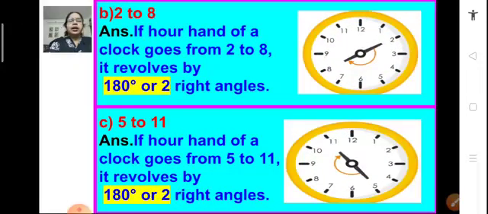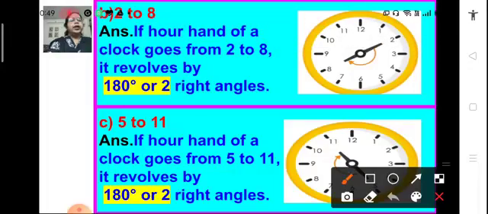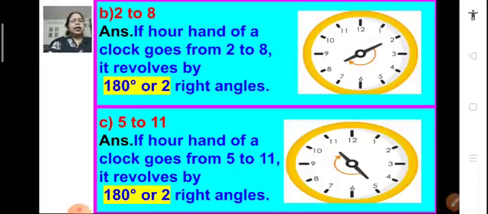Now if the hour hand moves from 2 to 8, then it is forming a straight line or a straight angle, that means a 180-degree angle, or it is moving through two right angles. Okay. Now next one is 5 to 11. So we can again see that if the hour hand moves from 5 to 11, then a straight angle is formed, or we can say it revolves by 180 degrees or two right angles.